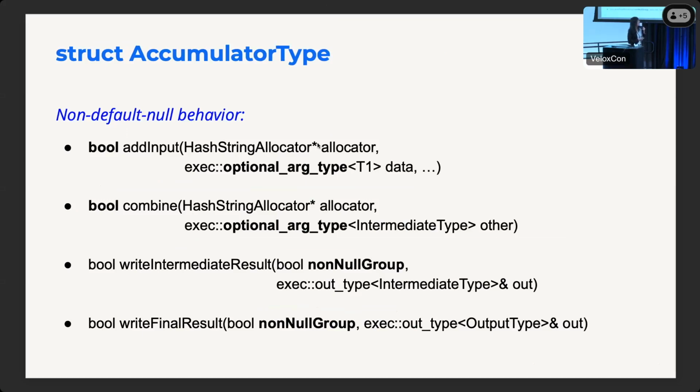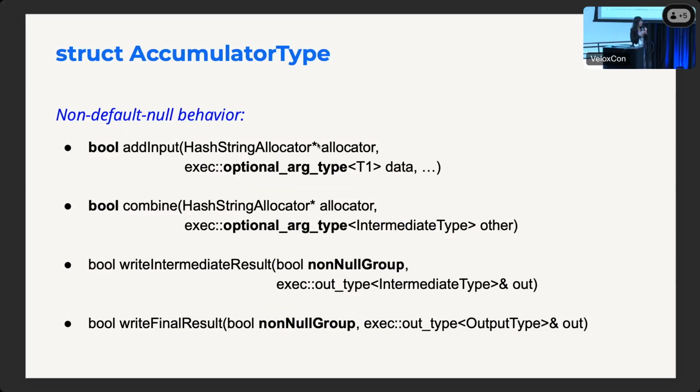So the array function has non-default null behavior. The first two methods, add input and combine, take a single row. They take a row of the input arguments, or a row of intermediate state, and then they add the values in those rows to the current accumulator. And these two methods return a Boolean indicating whether this call updated the current accumulator.